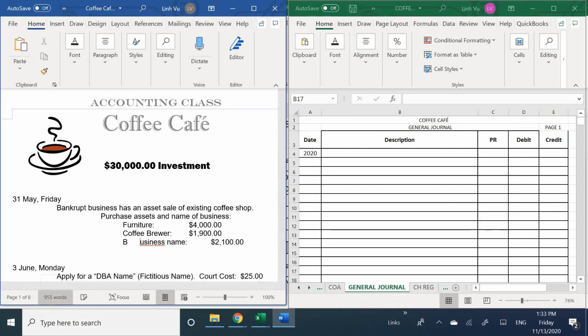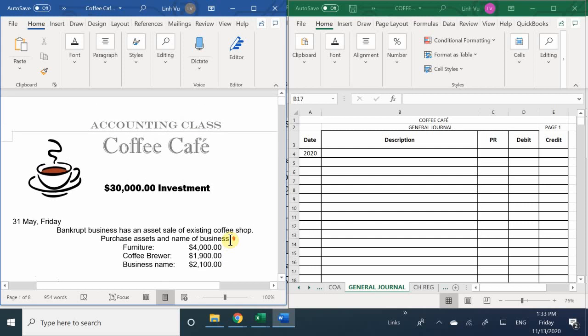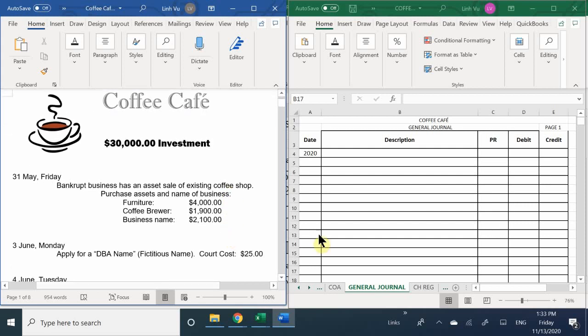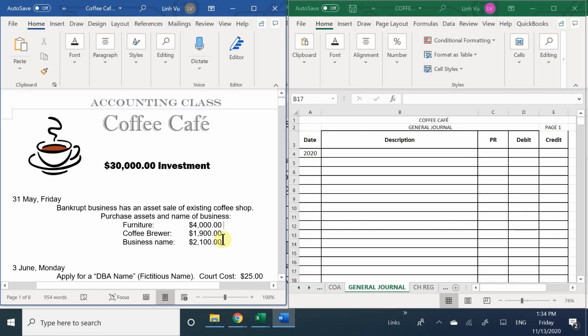So I accidentally hit the button right there. All right. So we bought furniture for $4,000. We bought a coffee brewer for $1,900, and we also bought the business name for $2,100. All right. So question here is, do we record this transaction? Yes or no? Why?